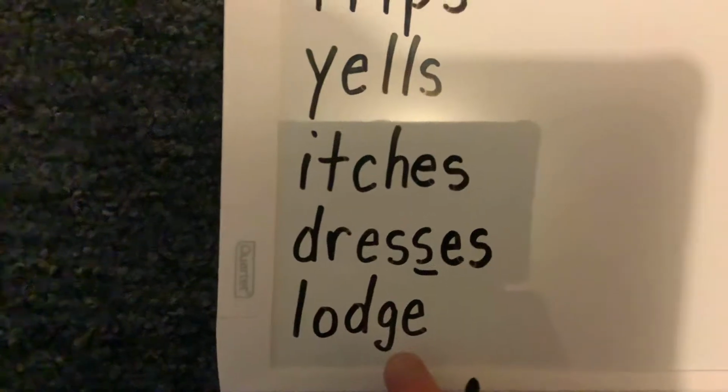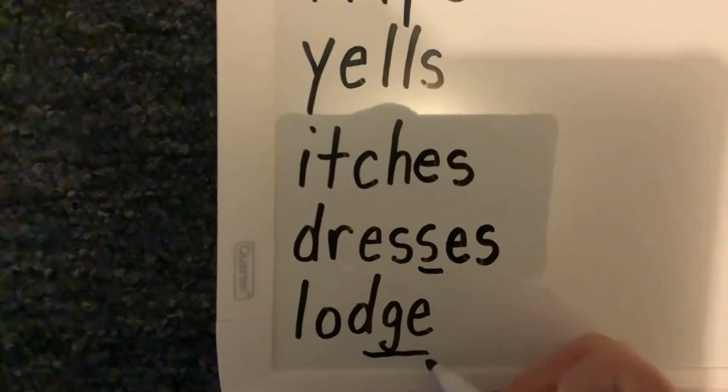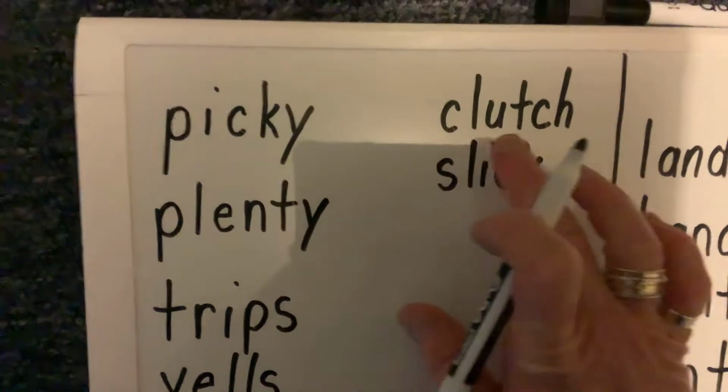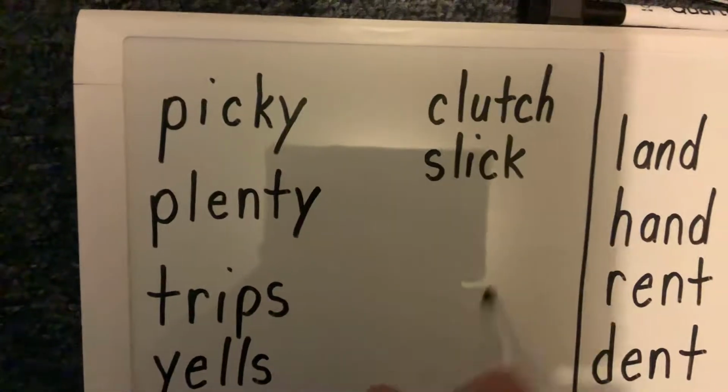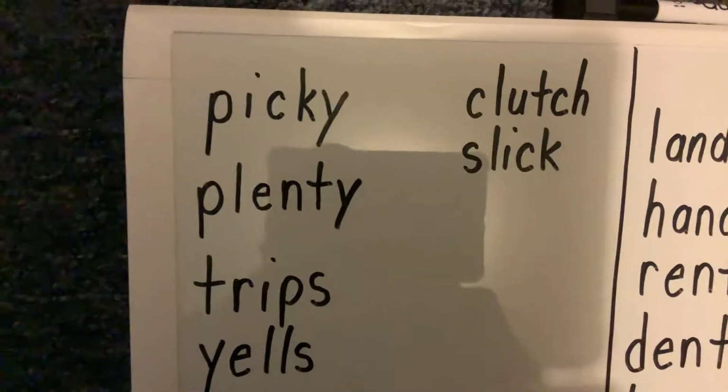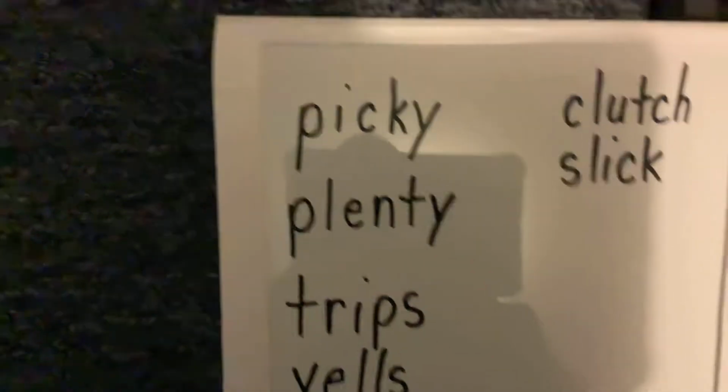Now, we're not going to add anything onto this base word. Remember, our DGE says j, lodge. There's our TCH again, clutch. That means to hold on to. And slick. So let's go back and read these a little bit smoother.